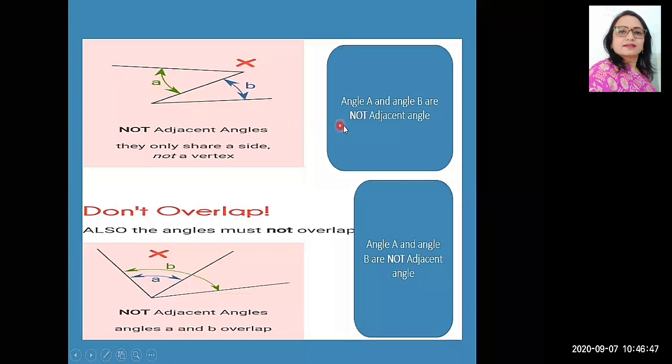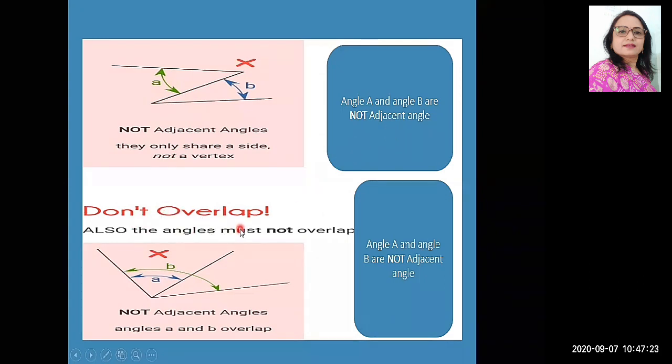Say this. Angle A and angle B are not adjacent angles. Why? Because they only share a side, not a vertex. Angle A and angle B have a common side, okay, common arm. But A's vertex is this and B's vertex is this. So they both have a separate vertex. Therefore, they are not adjacent angles. Okay.